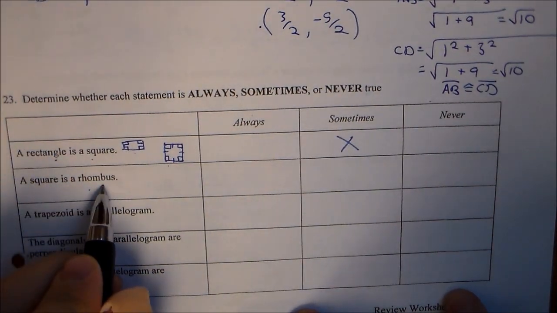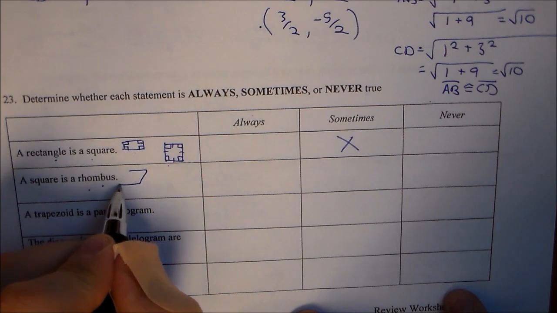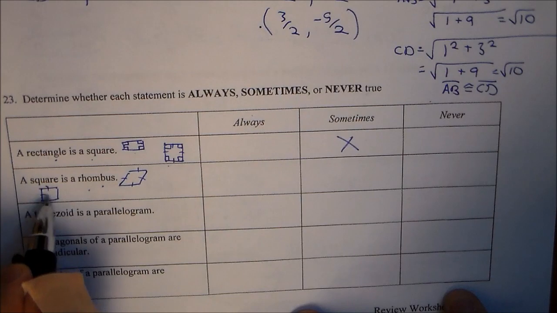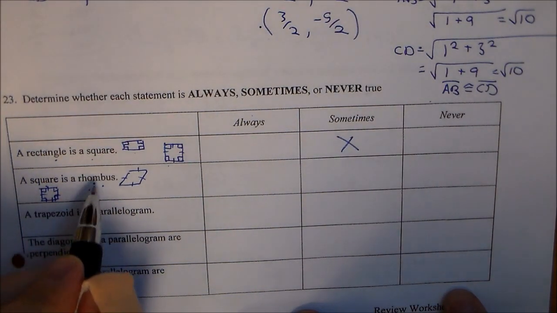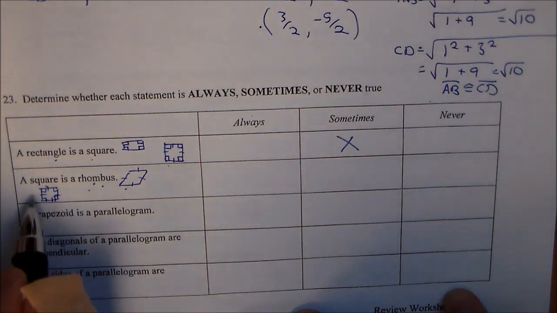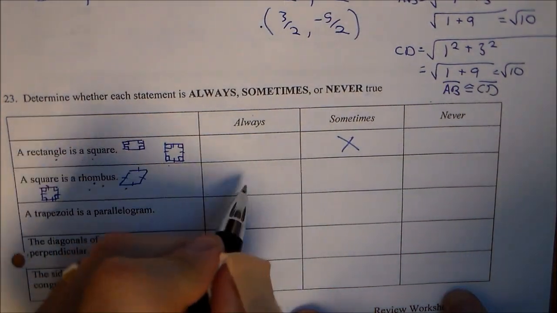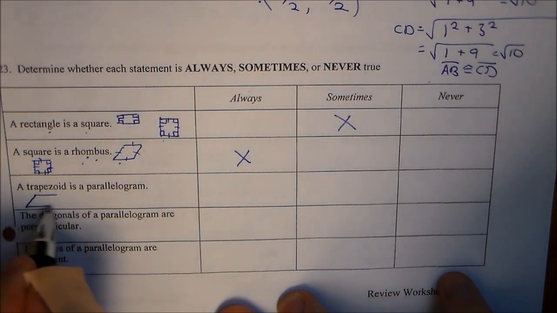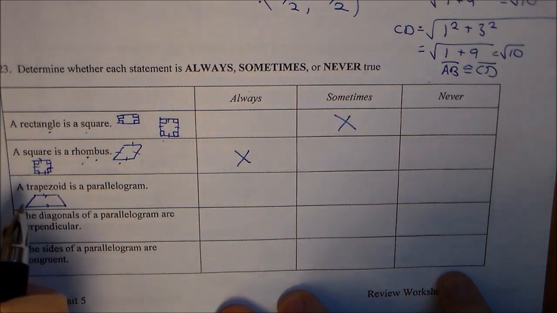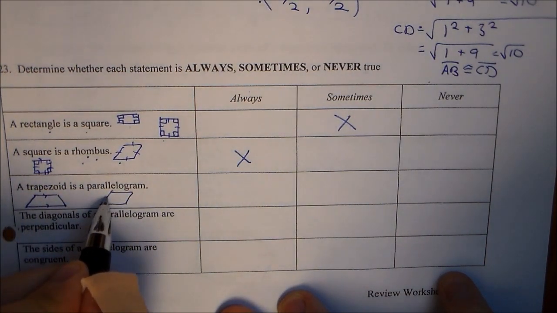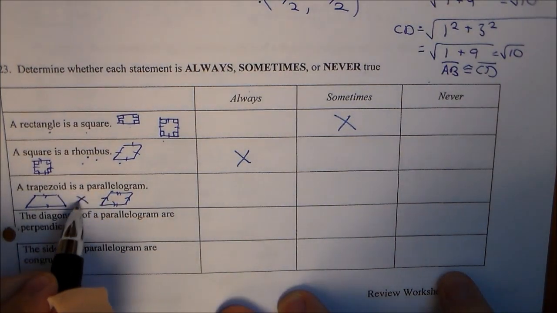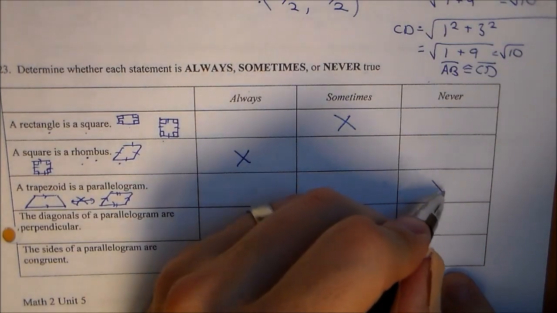Now, is a square a rhombus? A rhombus means a shape has 4 congruent sides. A square has 4 congruent sides and angles. So it's possible that a square is a rhombus. In fact, it will always qualify as a rhombus because it has the 4 congruent sides. So that one's an always. Is a trapezoid a parallelogram? Well, a trapezoid has 1 set of parallel sides. A parallelogram has 2 sets of parallel sides. The fact they have different amounts means these are not going to agree, so that's going to be a never.